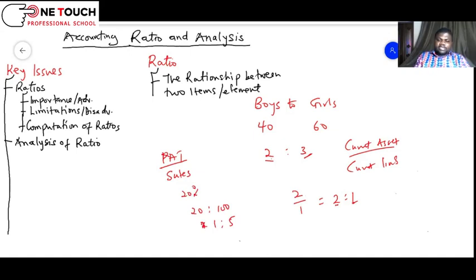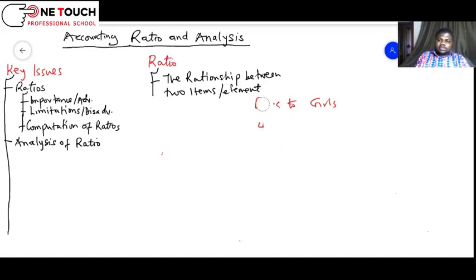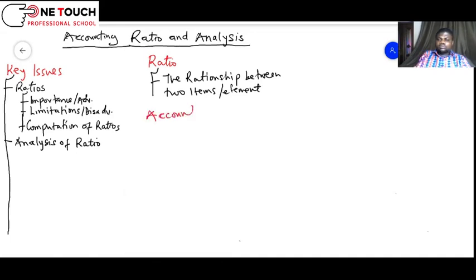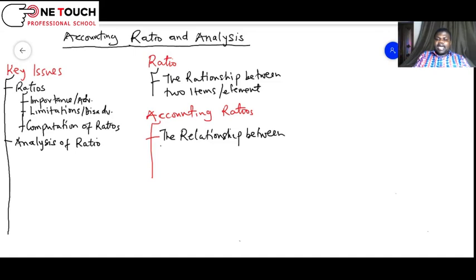Now, the question is, what will then be what we call accounting ratios? When we talk of accounting ratios, we are looking at the relationship that exists between elements of the financial statement. It is used to show the relationship between the elements of the financial statement.